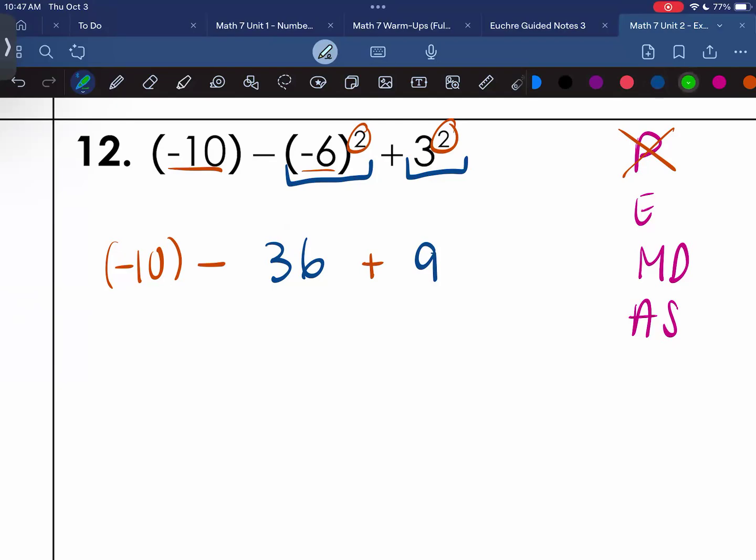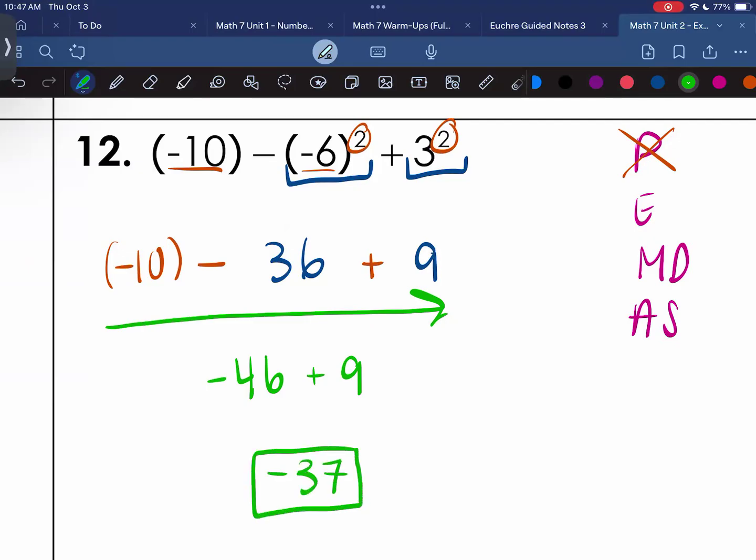Now all we have is addition and subtraction, and then we're just going to do it from left to right. So we start on this side, we have -10 minus 36. Bring the plus 9 down. -46 plus 9 is -37, and please use a calculator. We don't need to test on whether or not you can do this in your head anymore. Just plug it into the calculator.